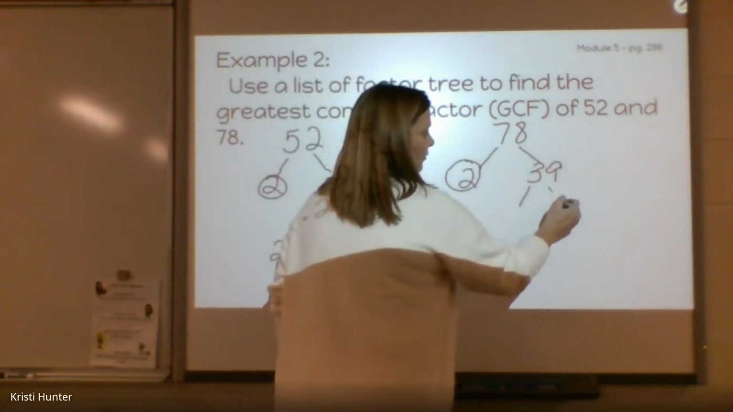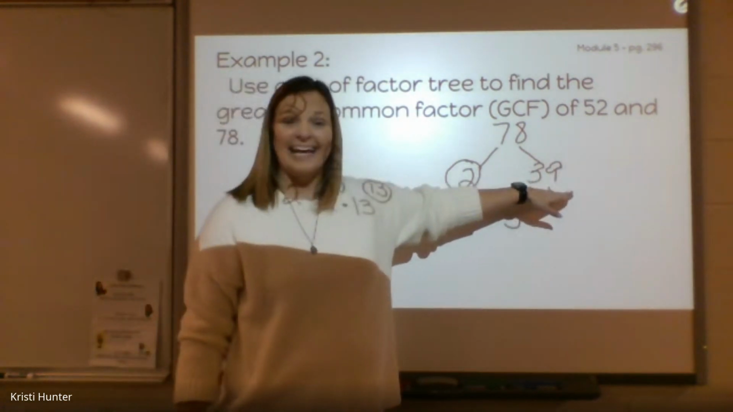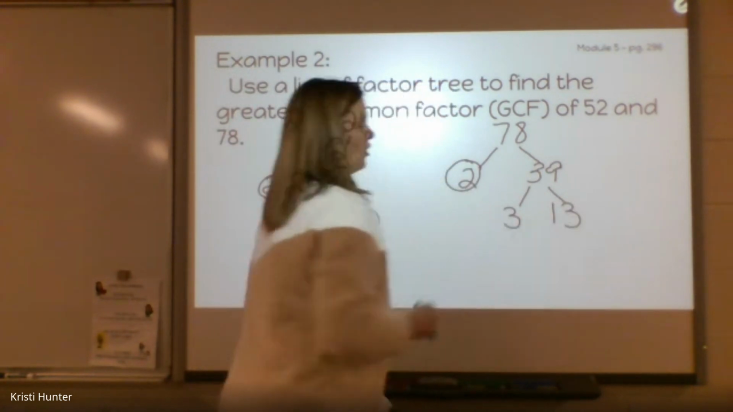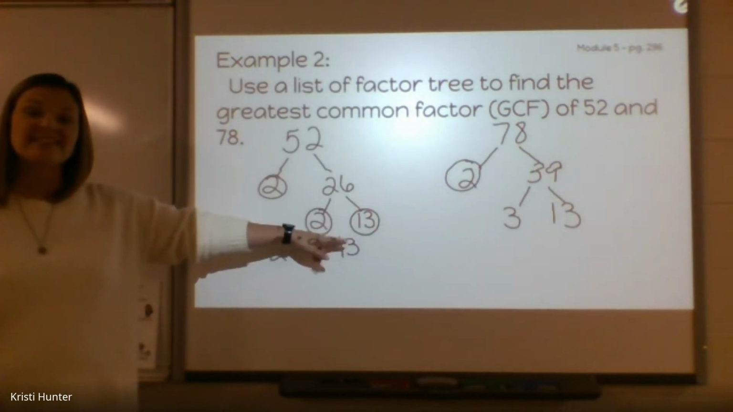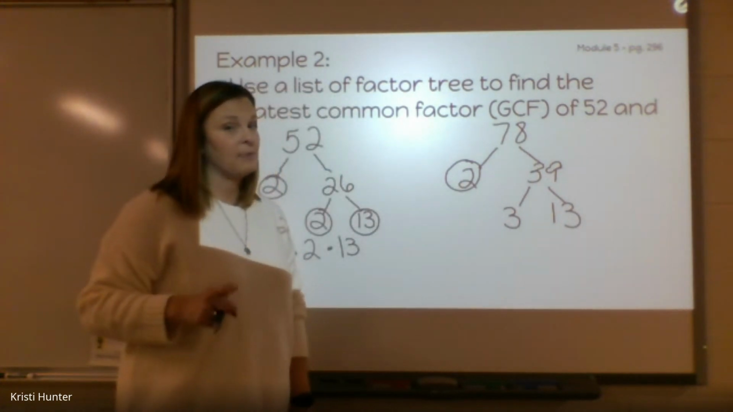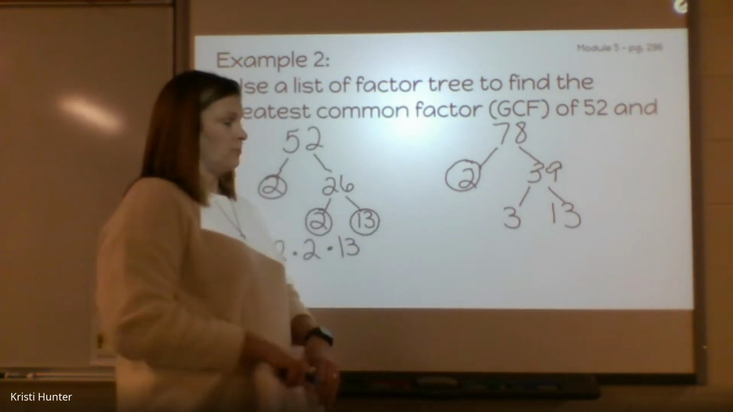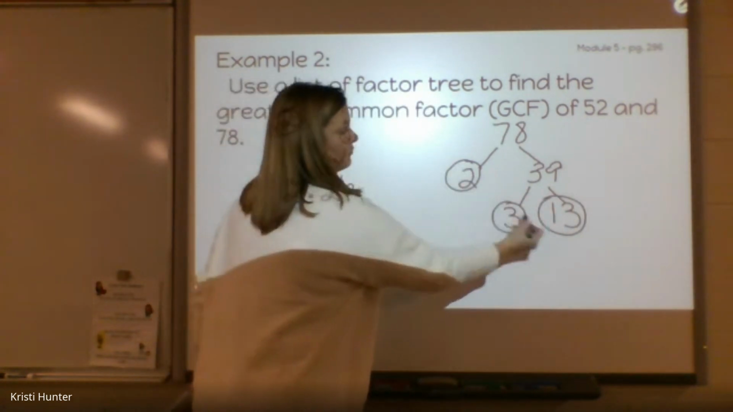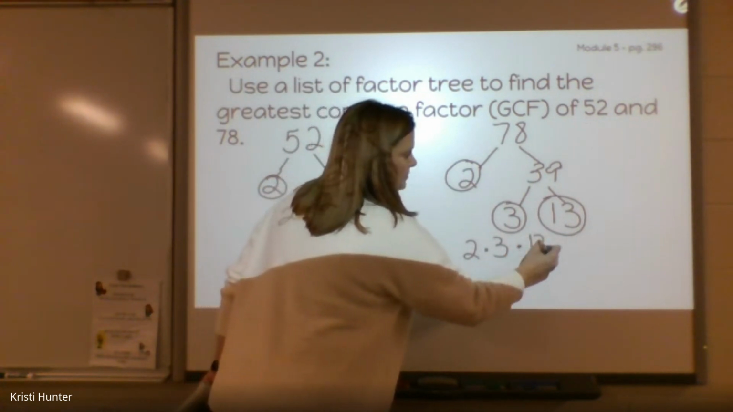39, well, I know that 3 will work because 39 is a 3 and a 9. So 3 times 13 will give me 39. And if you remember, you told me over here that 13 is a prime number. 3 is also a prime number. There's nothing that I can multiply together, no whole number I can multiply together to get 3 besides 1 and 3. So we have 2 more prime numbers. So my factor list for 78 looks like this. 2 times 3 times 13.